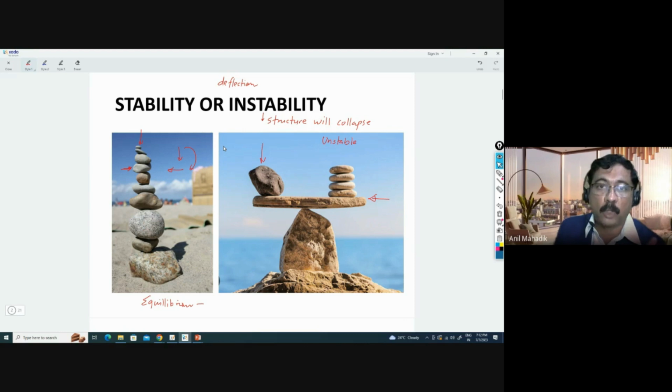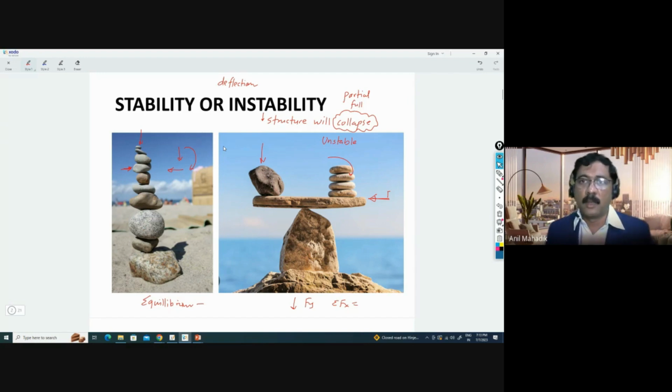If you look at these two structures, these are unstable structures. I know that there is vertical equilibrium here, Fy, but regarding Fx, even though you apply a little load, it will fall down. Or if you apply a moment, it will fall down, right? So it's an unstable structure. So stability is related to collapse. Collapse may be partial collapse or full collapse.